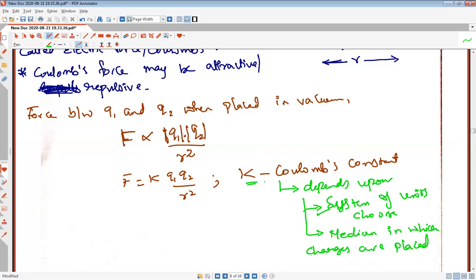And also the value of K depends upon the medium in which charges are placed. In vacuum and in SI units, the value of K is 1 by 4 pi epsilon naught.